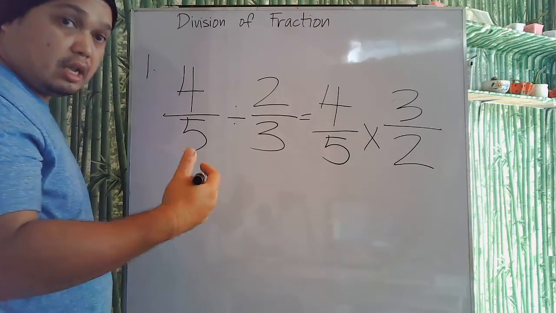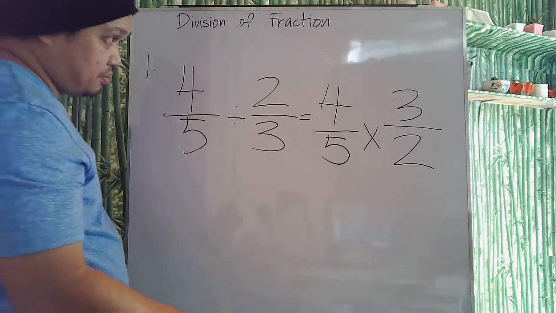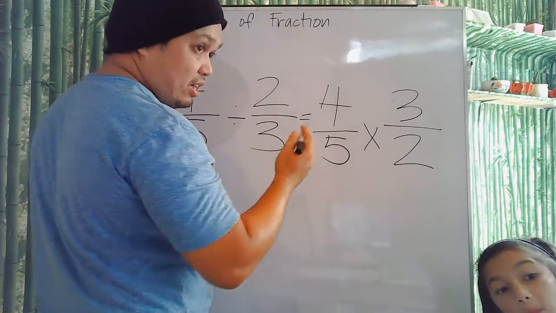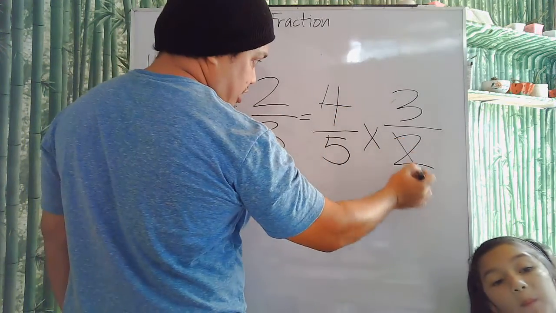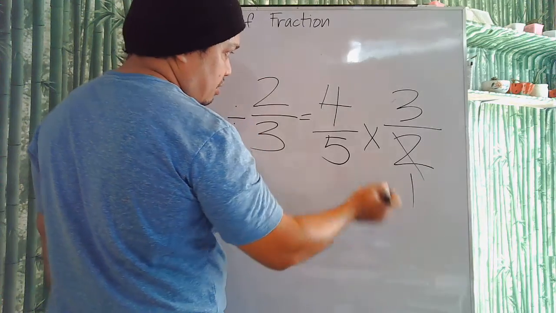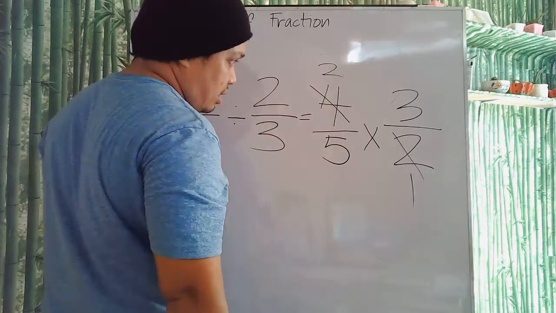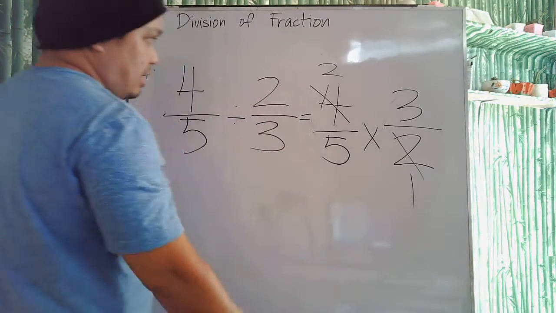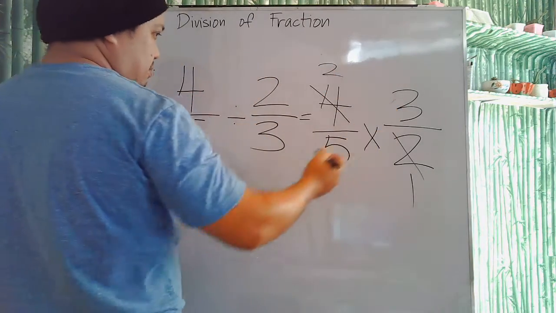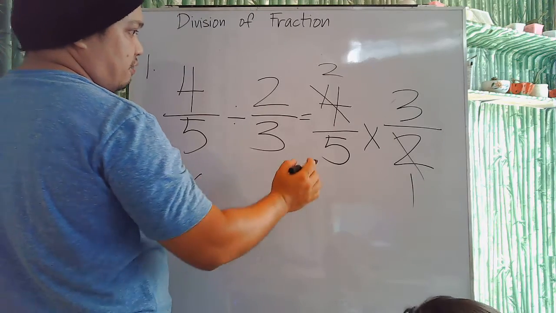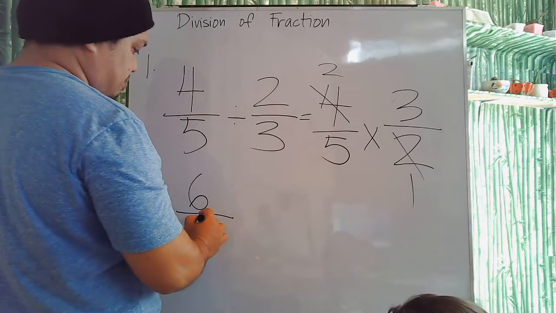So let's use the cancellation method. You can cancel this cross, so you can divide them both by 2. Now 2 here divided by 2 is 1, while 4 divided by 2 is 2. So we can now multiply. 2 times 3 is 6. 5 times 1 is 5.